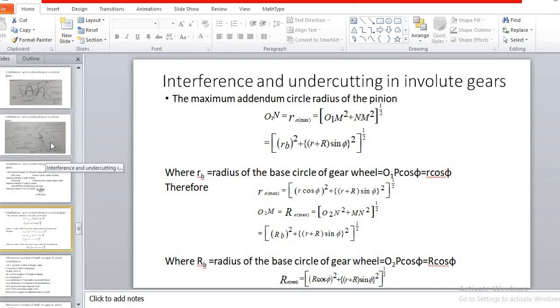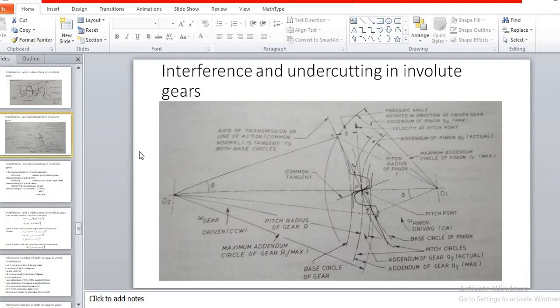Now this we have to find out. Ra max is equal to O1N. We consider this triangle O1NM. This is a right angle triangle. O1N represents the hypotenuse, and the square of this O1N is equal to the summation of squares of the remaining sides.